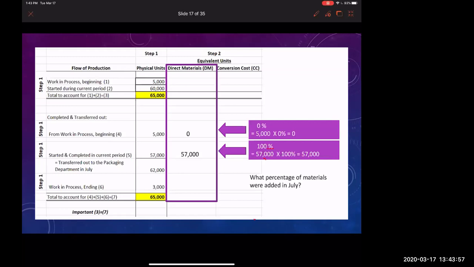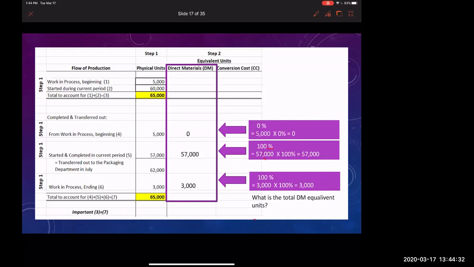All right, so then our next one is work in process ending, right? Work in process ending says that this is what I started in the current period, but I didn't finish. That is the definition of work in process, right? So if we started 3,000 but did not finish, remember the whole idea is 100% of all direct materials are added at the beginning of the period. So 100% times the 3,000 represents 3,000. Okay.